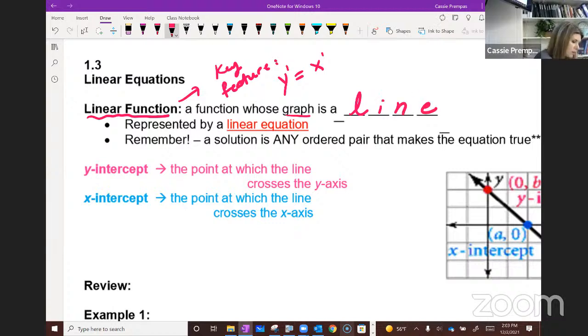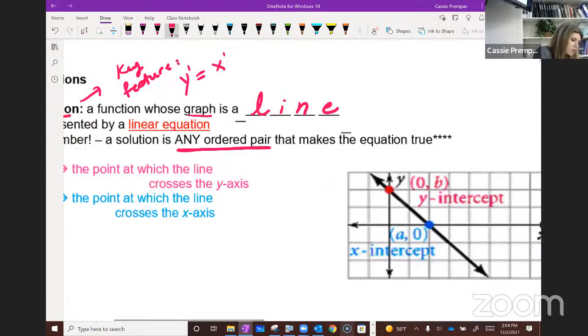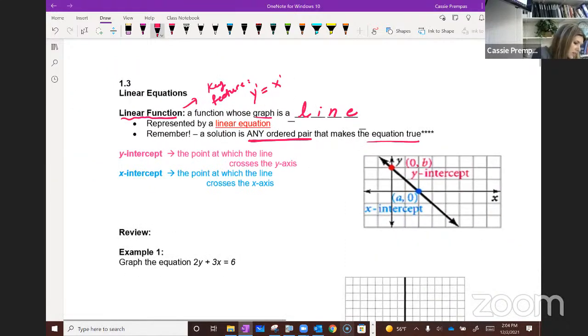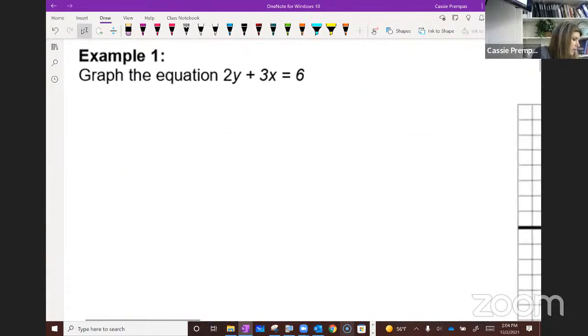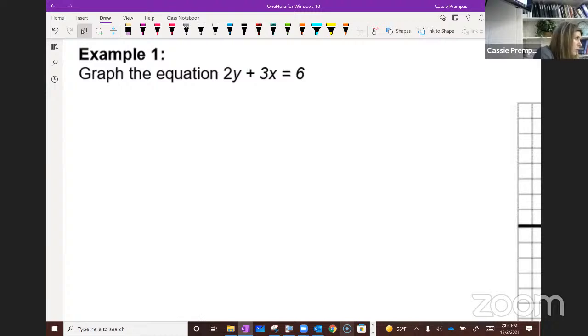Remember from Tuesday, a solution is any ordered pair that makes the equation true. So on Tuesday, we looked at how every equation can be graphed by just plotting an infinite amount of ordered pairs. And there will always be some curve that comes about if you have a function. So today we're going to focus on the linear function, and let's do a review question of what we did from Tuesday. On Tuesday, you were asked to graph the equation by plotting points. What would you have to do first for this example?